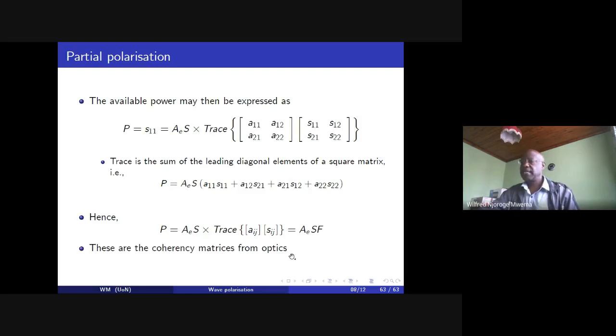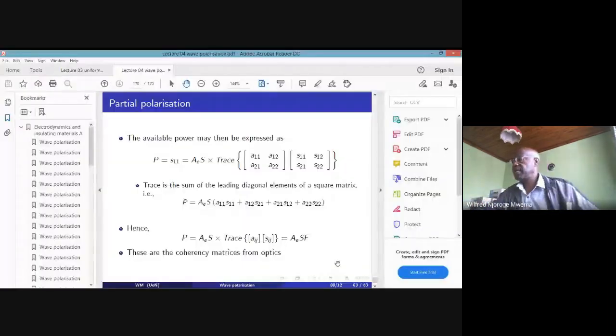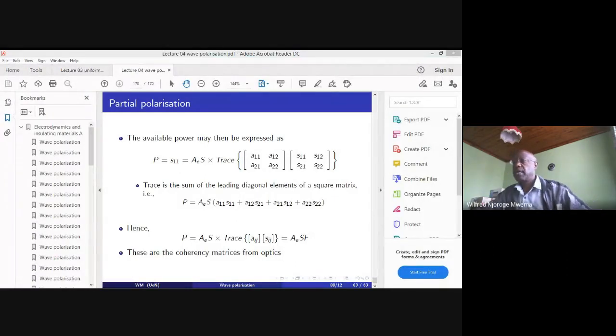And with that, the AIJ and SIJ are what you call the consistency or coherency matrices that arise from optics. And that brings us to the end of that particular case.